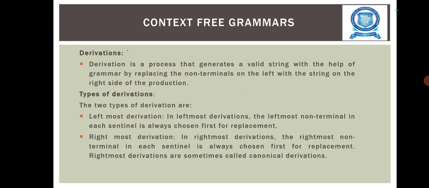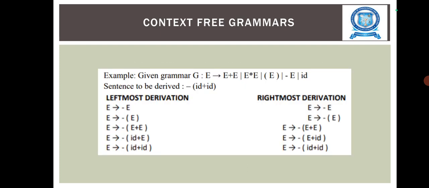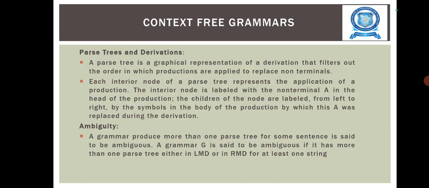Types of derivations. There are two types of derivations. First, the leftmost derivation: the leftmost non-terminal in each sentential form is always chosen first for replacement. The next one is rightmost derivation: the rightmost non-terminal in each sentential form is always chosen first for replacement. Rightmost derivations are sometimes called canonical derivations. These are examples of leftmost and rightmost derivation. First, we do the leftmost derivation for the given production of grammar. Then you have to do the rightmost derivation also.